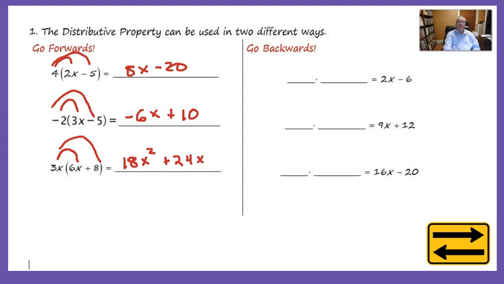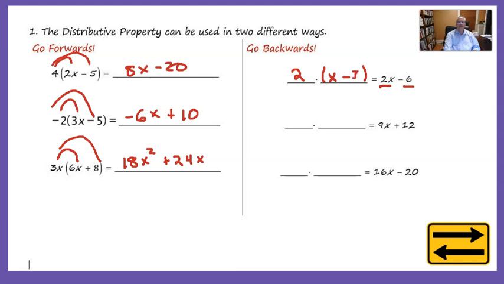Here we're going to go backwards. We want to rewrite this as a product. So what we have to think about is, what can both of these terms be divided by? What goes into both of them? It turns out 2 goes into them. So they both can be divided by 2. So we have to think, 2 times what would equal this expression? Well, I need 2x, so 2 times x is the first thing I'm going to put here. And to get a minus 6, we need to do 2 times minus 3.